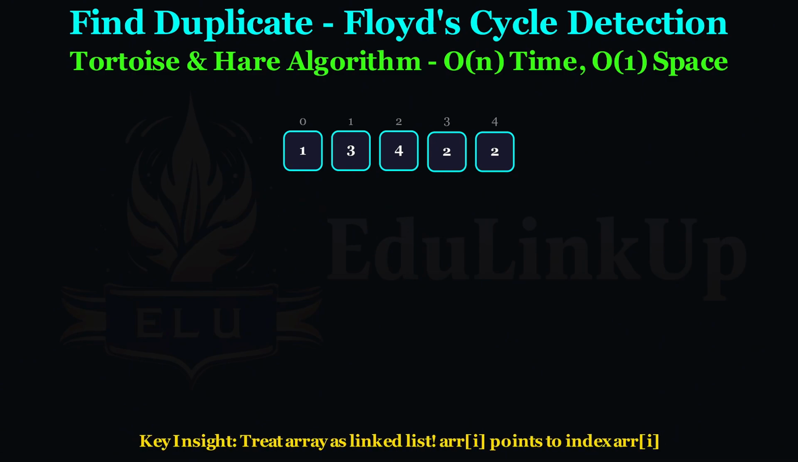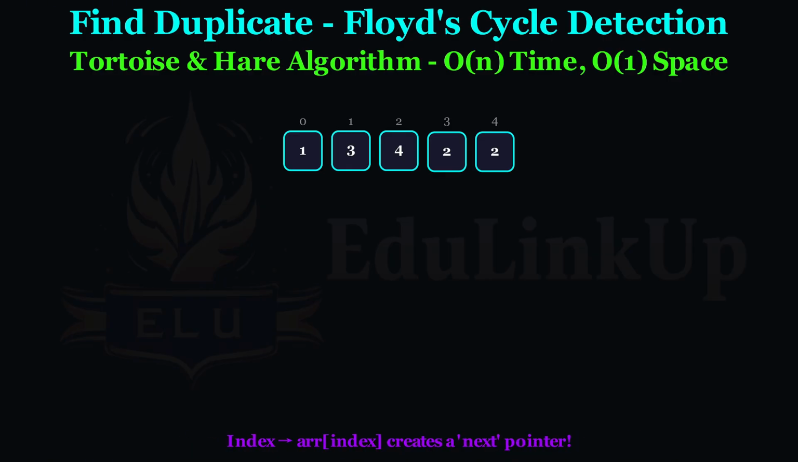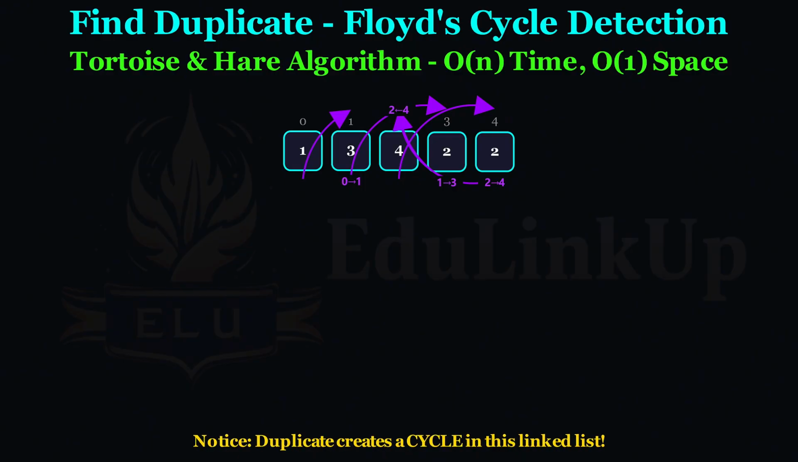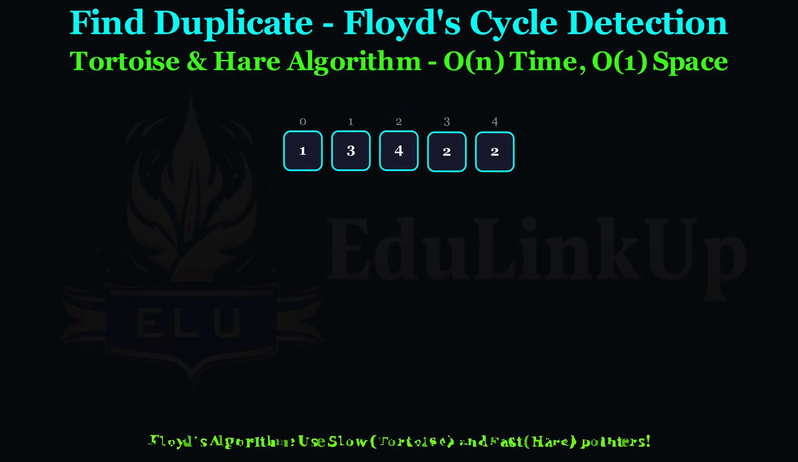The key insight is to treat the array like a linked list. The array index is the current node and the value at that index is the next pointer. So array of index tells you which index to visit next. Because there is a duplicate value, two different indices will point to the same next index. This creates a cycle. Notice that the cycle is formed at index 2.